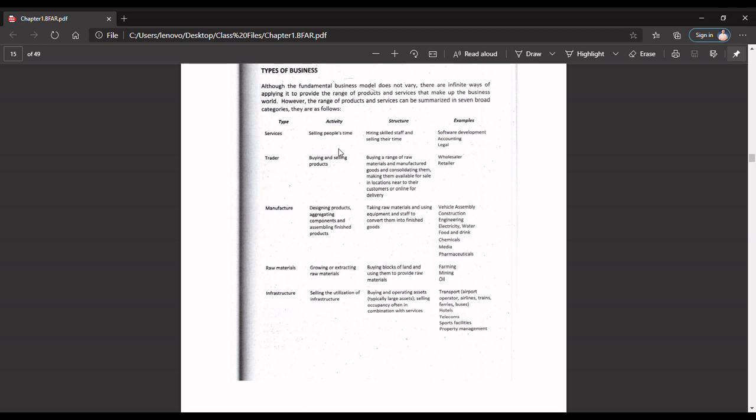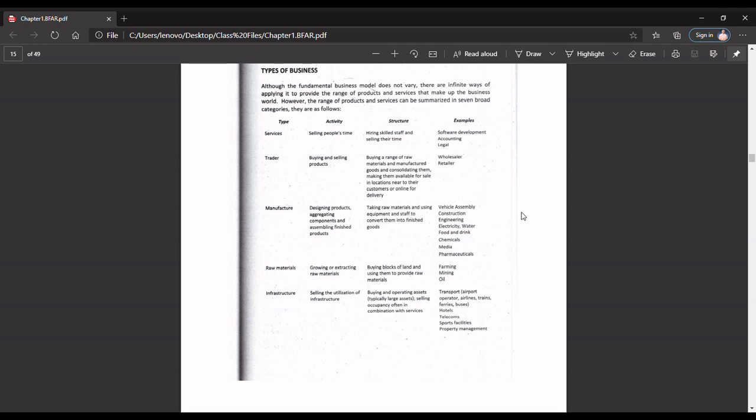Manufacturing and trade follow a close business model, but the only difference is that manufacturing creates their products while trade buys them. Trade includes groceries, sari-sari stores, and others, while manufacturing includes the makers of furniture, vehicle assembly, construction, and others.